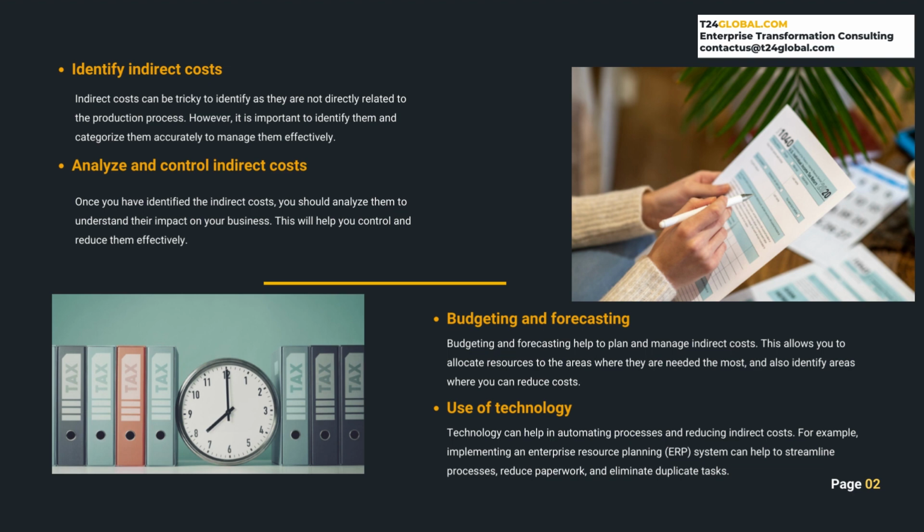The key persona involved in this bullet point is the finance department. The finance department is responsible for identifying the indirect costs and categorizing them accurately. The use of IT systems such as accounting software can help in tracking indirect costs accurately.